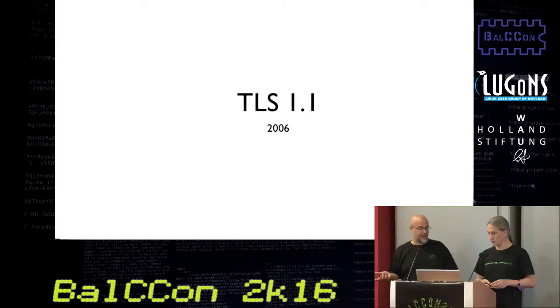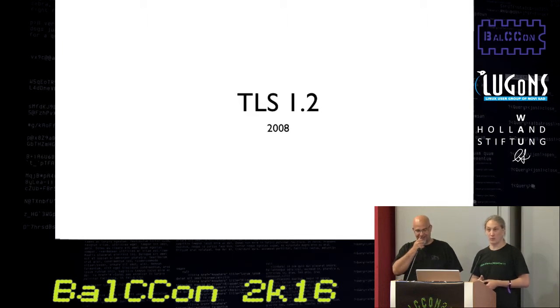Then, of course, there was TLS 1.1 back in 2006. Sorry. I'm still tired from yesterday's party. Some modern cryptography was added, and some problems that were introduced with 1.0 were sort of fixed. The real fix came in 2008 with TLS 1.2, which added authenticated encryption with associated data, namely AES-GCM, Galois counter mode. And of course fixed some other bugs in TLS 1.1.